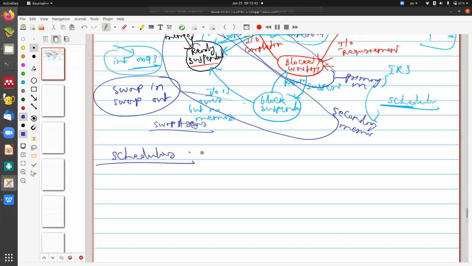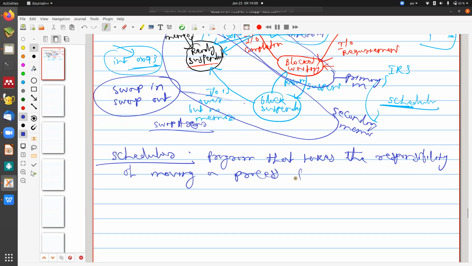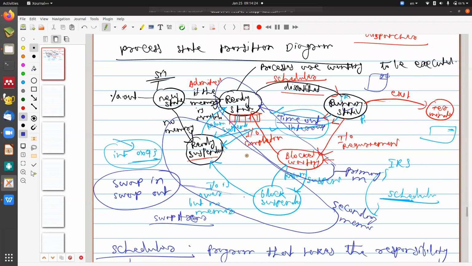Yes, the scheduler is basically a program that takes the responsibility of moving a process from one queue to another. So what are these queues here? If you look into it, there are two kinds of queues mostly used here. One kind of queue is called the IO queue. And another one is called the ready queue.